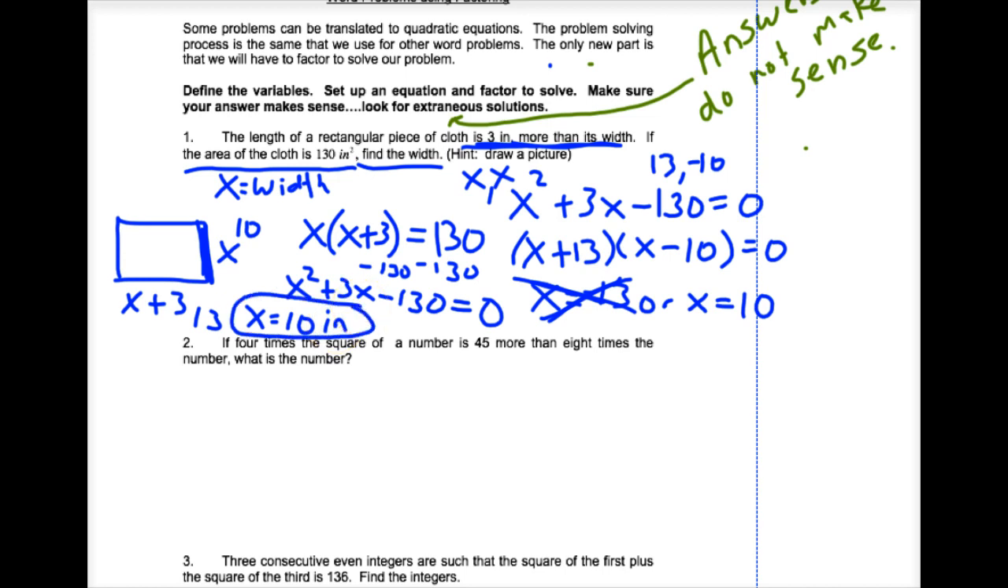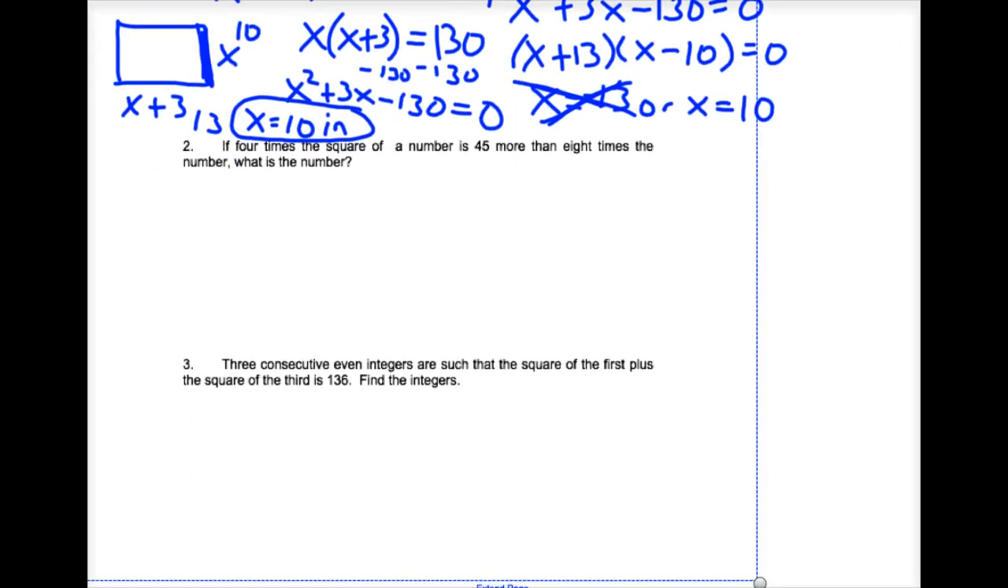So, does everybody understand about negative 13 not being a logical answer? It's called an extraneous solution. Are there other reasons why a solution is extraneous? Yeah, sometimes. Is the extraneous solution always negative? No, it could be positive. Can the regular answer ever be negative? Sure. I think in this next one, one of them is negative, and it works.